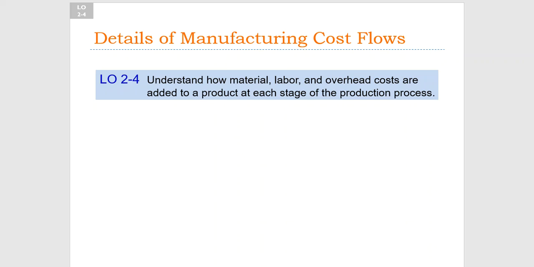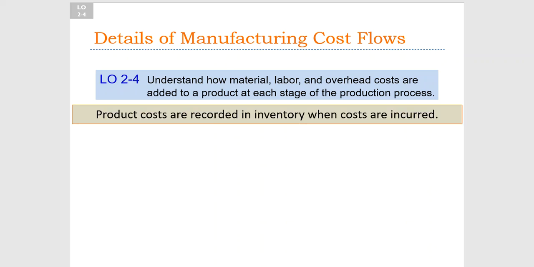In this video, we're going to walk through the details of the manufacturing cost flow system, and afterwards we should understand how materials, labor, and overhead costs are added to product at each stage of our production process. All of our product costs are recorded in inventory when the costs are incurred.